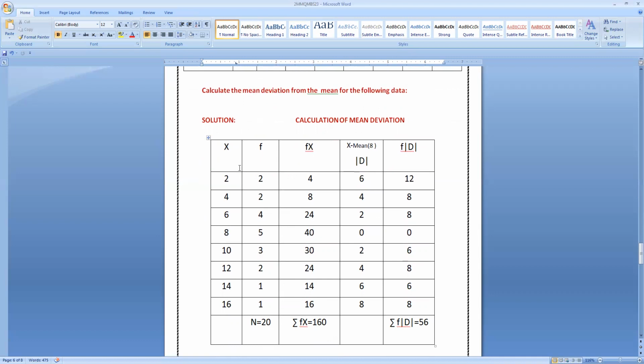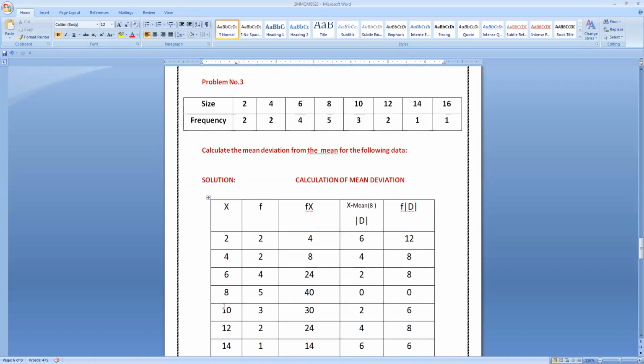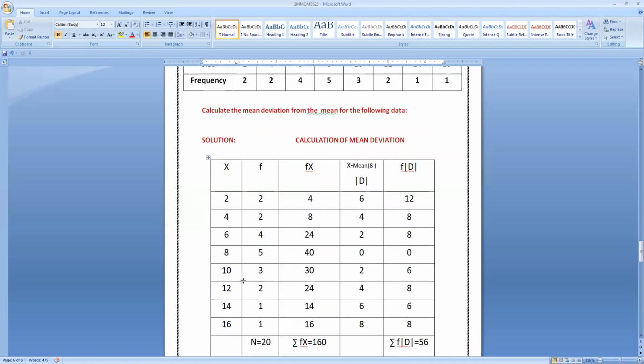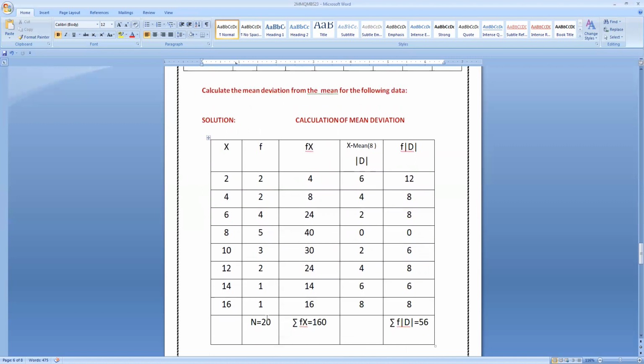Then we have to construct a table. The first column is going to contain the variable values given in the question, that is x: sizes 2, 4, 6, 8, 10, 12, 14 and 16 have to be substituted there. Then we insert the frequency values in the second column, that is 2, 2, 4, 5, 3, 2, 1 and 1. The total of frequency becomes 20. Because the deviations have to be done with the help of mean, we require to calculate the mean value.